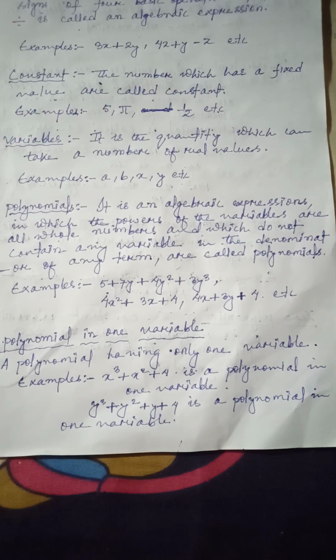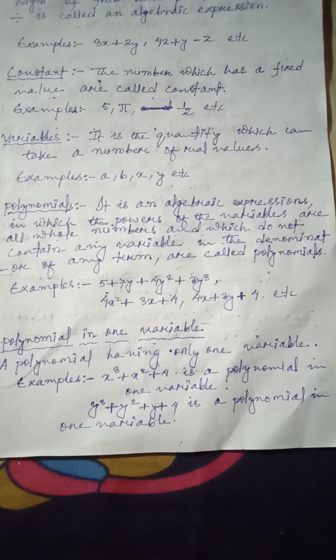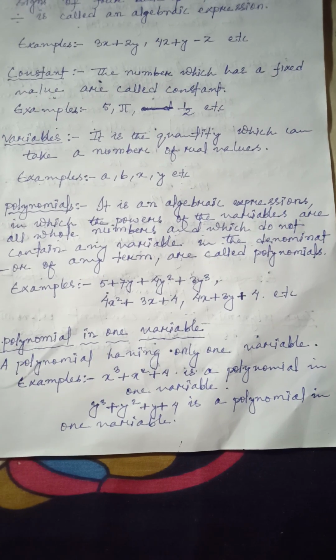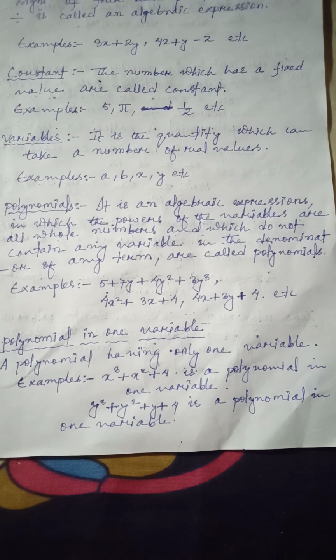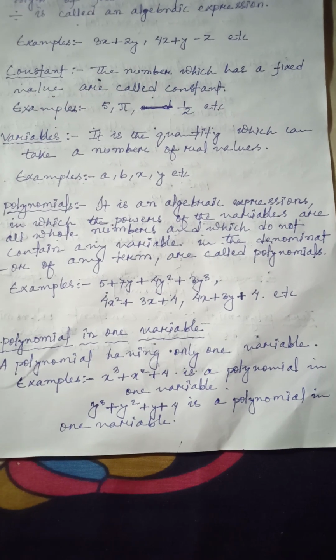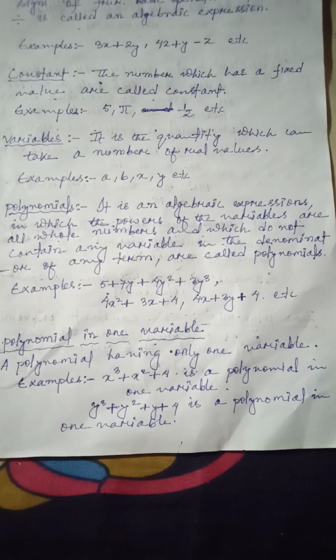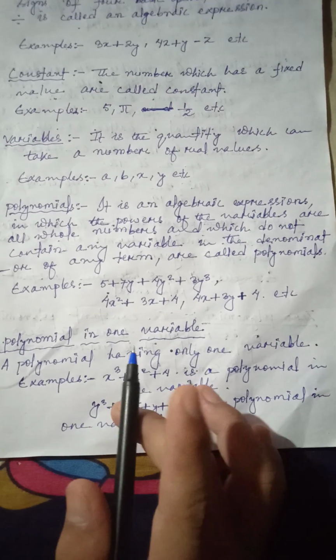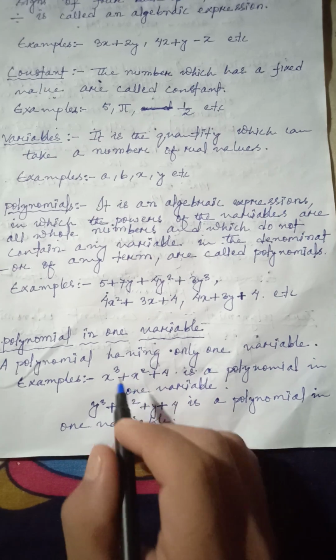What do we mean by polynomial in one variable? As we just discussed polynomial, here we are going to discuss polynomial in one variable. Polynomial in one variable means a polynomial having only one variable. Those polynomials which have only one alphabet, we call it a polynomial in one variable.